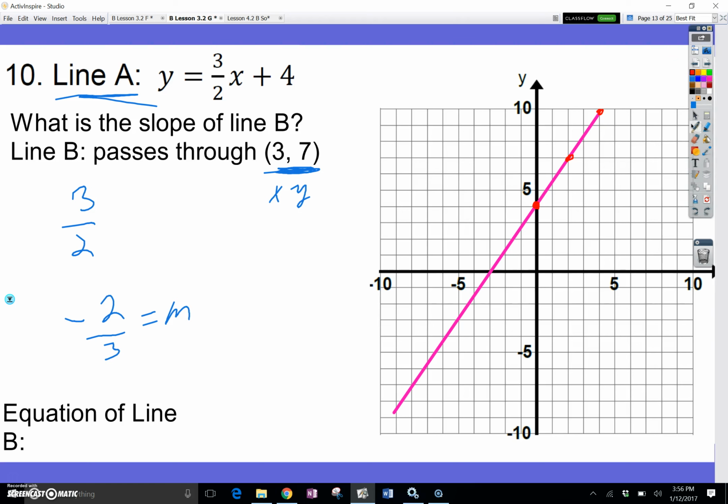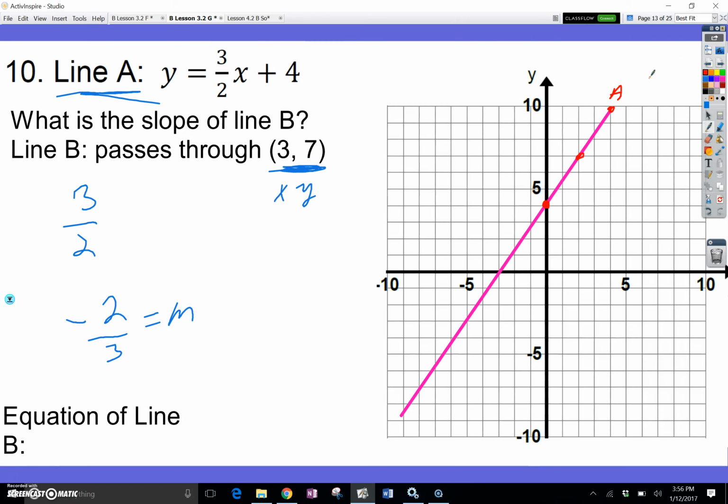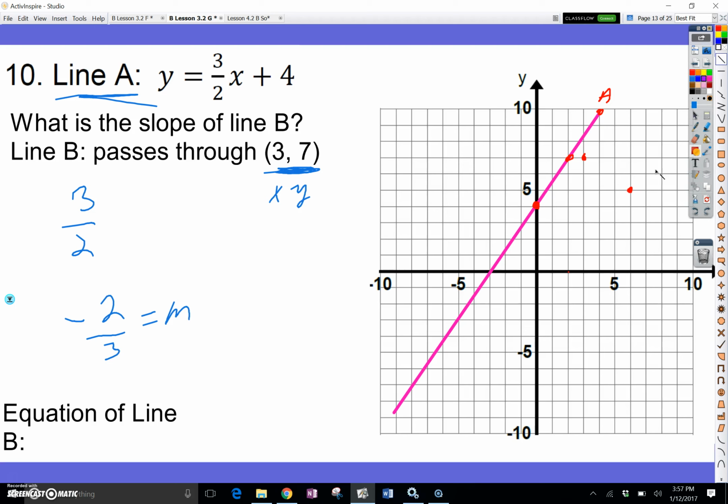So I just graphed line A. Now for my perpendicular line, I start at 3, 7. So go 1, 2, 3. I'm going to go up 7. 1, 2, 3, 4, 5, 6, 7. And then what it wants me to do is go down 2, 1, 2, and then over 3. 1, 2, 3.